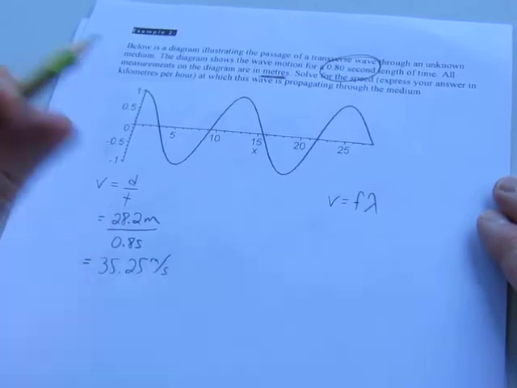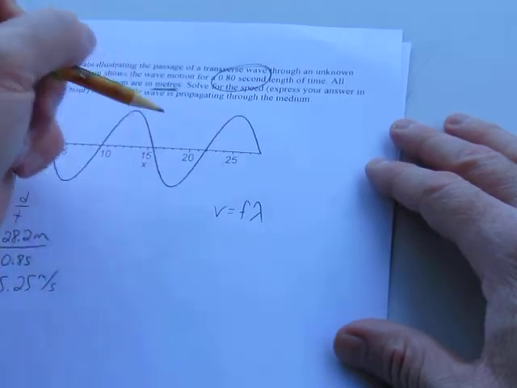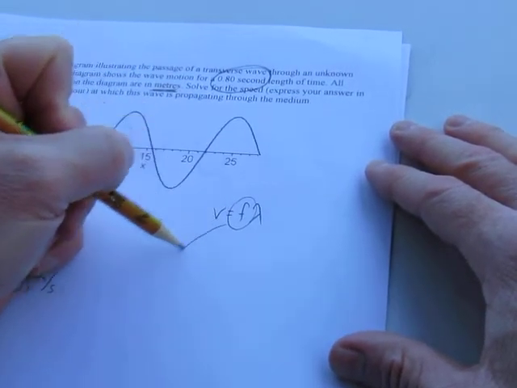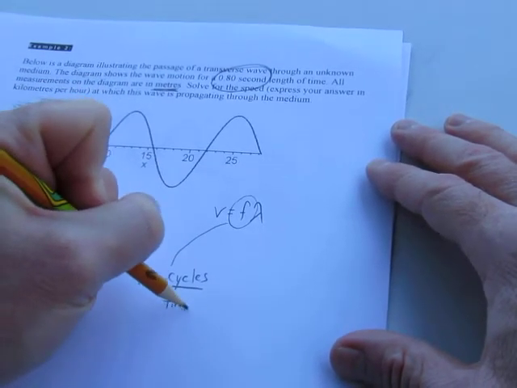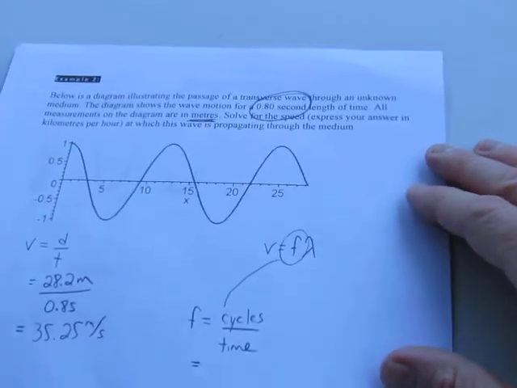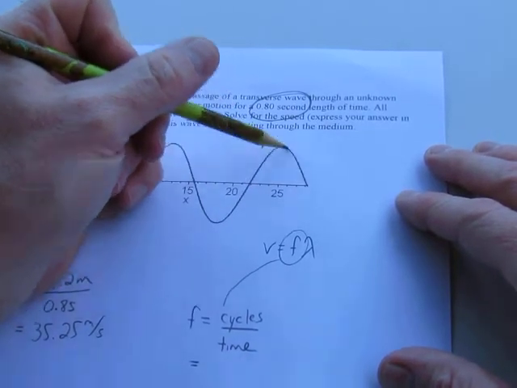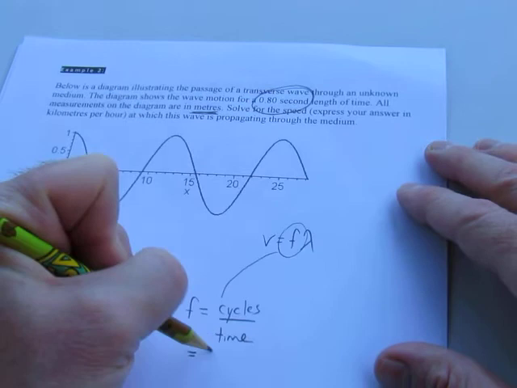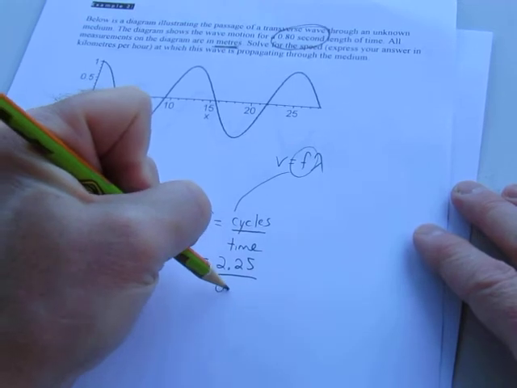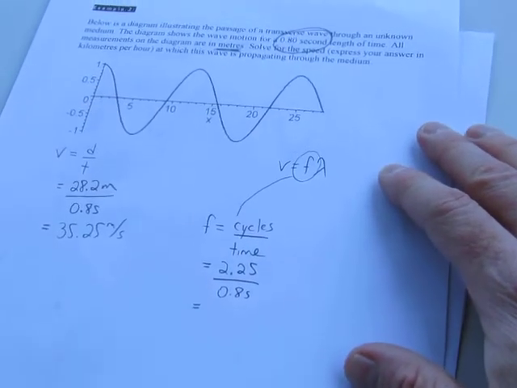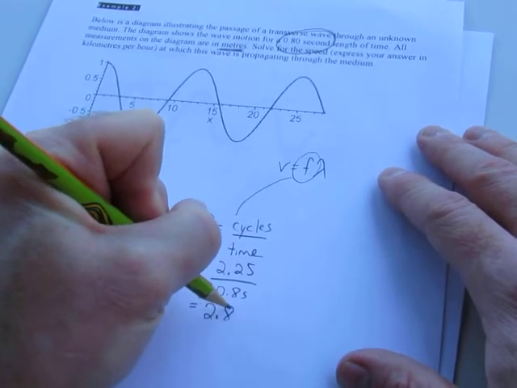So can we get that same answer, or approximately the same, if we do it using the wave formula? Yes, same steps as before, though. You have to calculate frequency first. Frequency equals number of cycles divided by time, and you'll have to count the cycles in this diagram. So crest to crest, we've got 1, 2, and a quarter. That's not a half, that's a quarter. So there are 2.25 cycles shown over a time of 0.8 seconds. Divide that, and that will give us the frequency, 2.81 hertz.